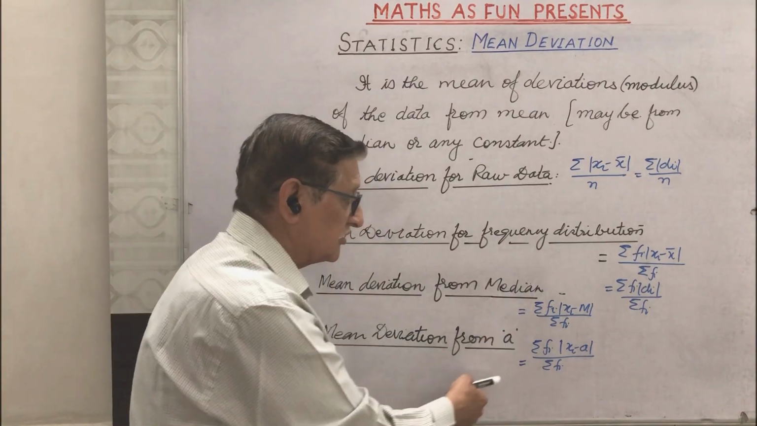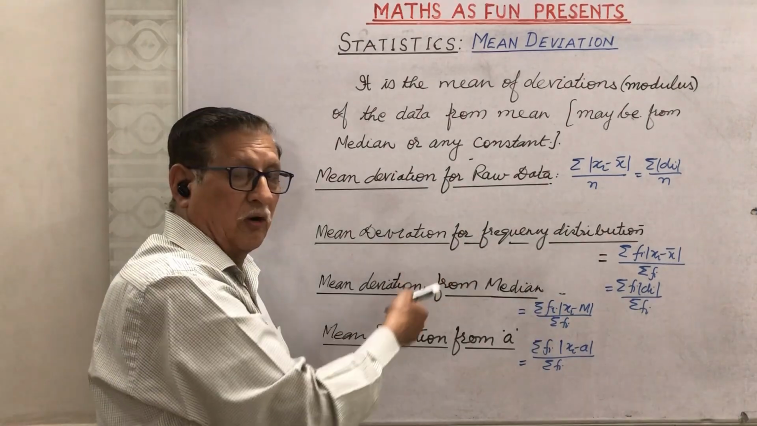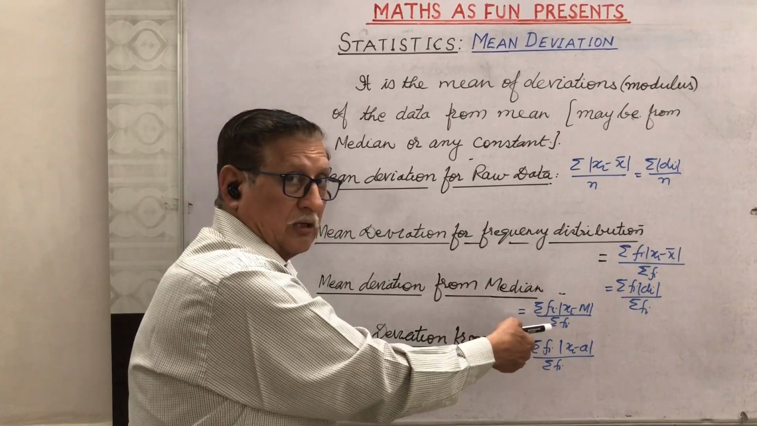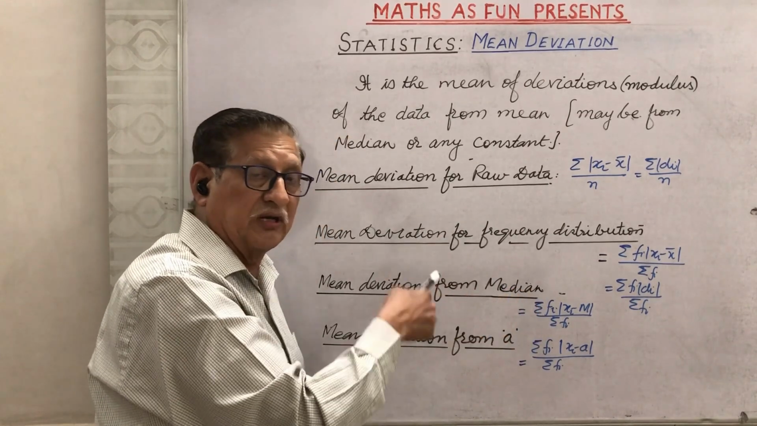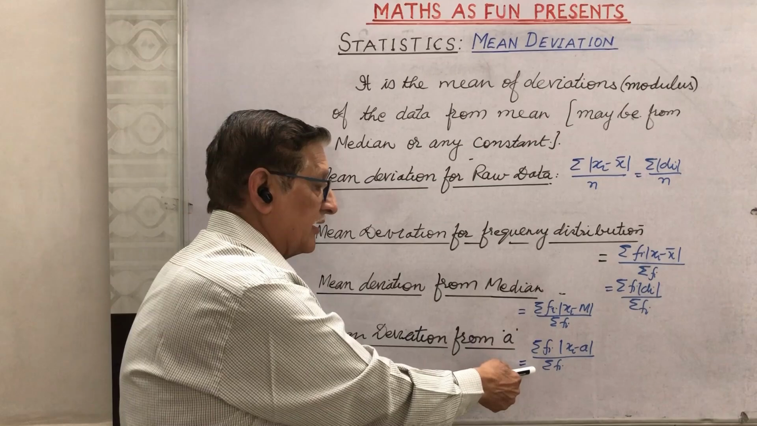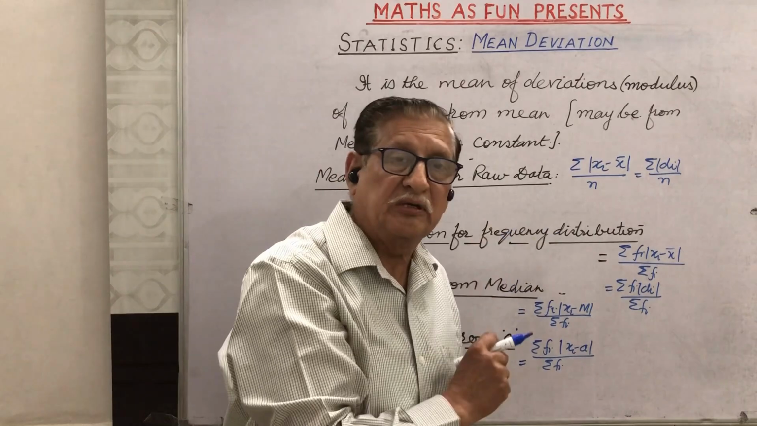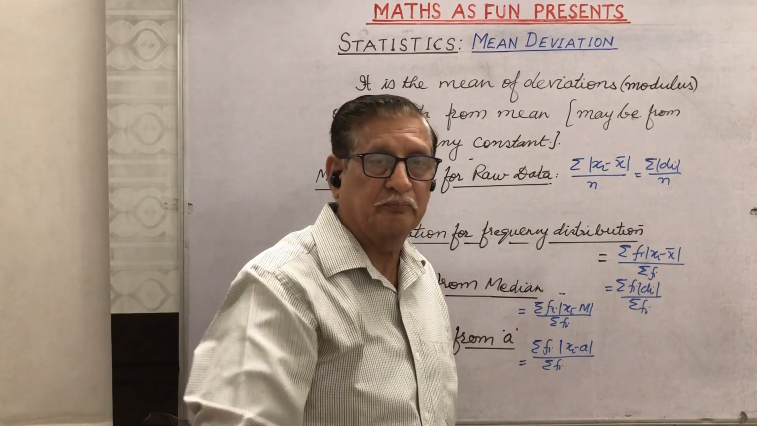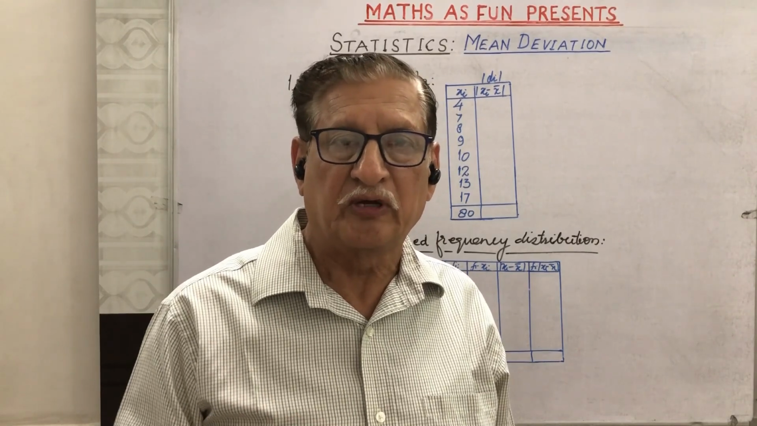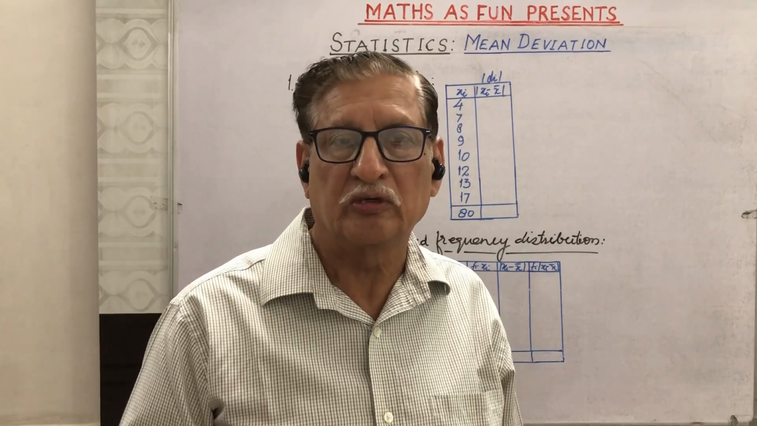The main part to understand here is that whether we want to find out the mean deviation from mean or median or a, it is the sum of the frequency into the modulus of the difference or deviation of the data from that particular number, divided by the sum of the frequencies. Now we will understand how to find out the mean deviation through some examples. We will take some problems to understand how to find the mean deviation for different types of problems, and these problems are taken from the NCERT book only.